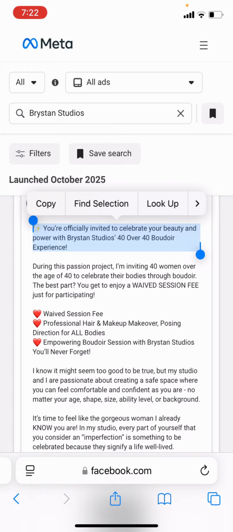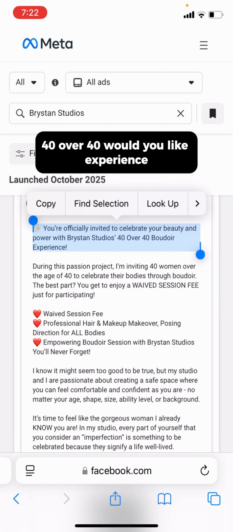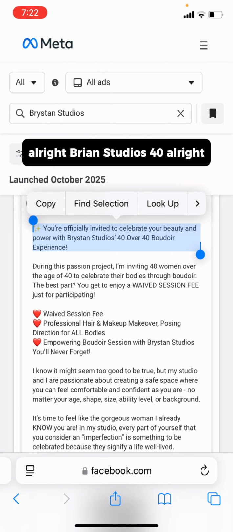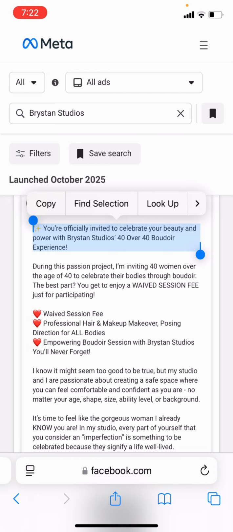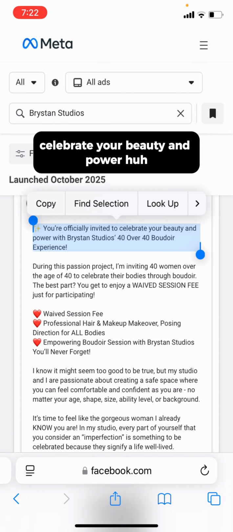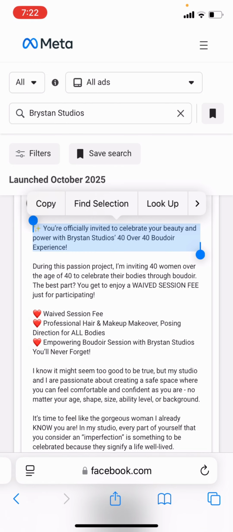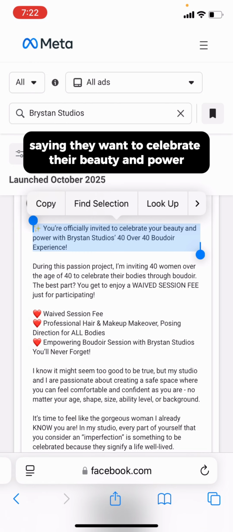Celebrate your beauty and power. Brian Studios 40/40 Boudoir experience. All right, that is the solution. Celebrate your beauty and power. Huh. Are women in our city saying they want to celebrate their beauty and power?